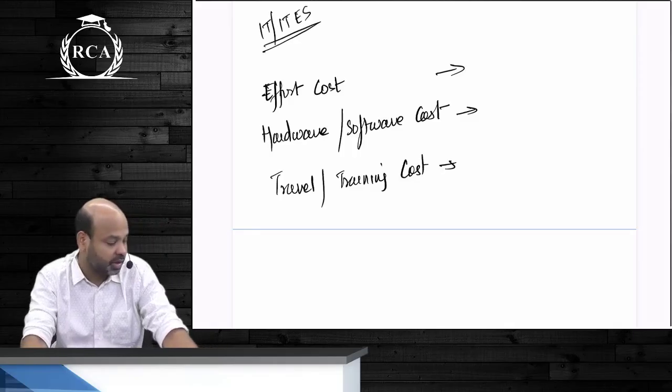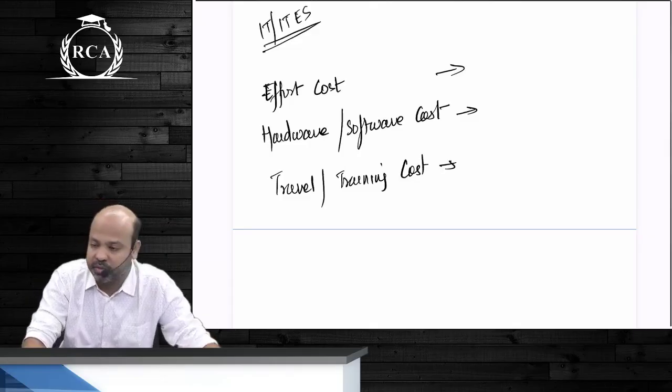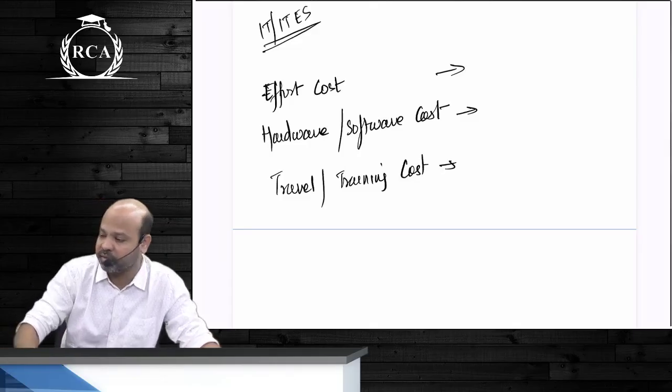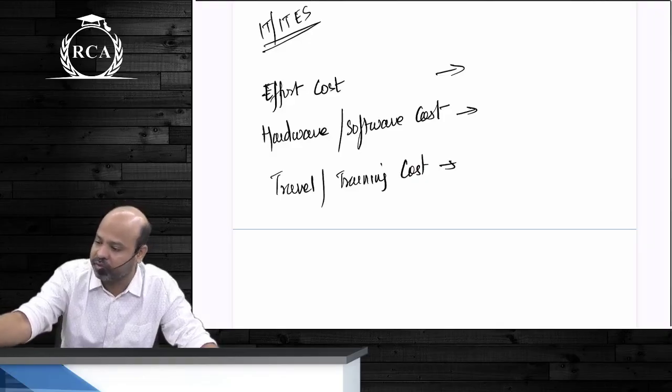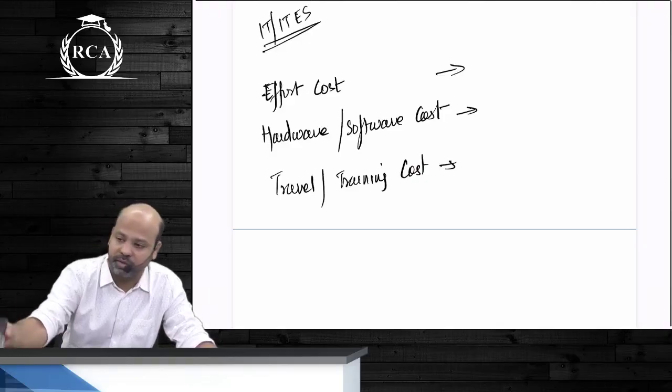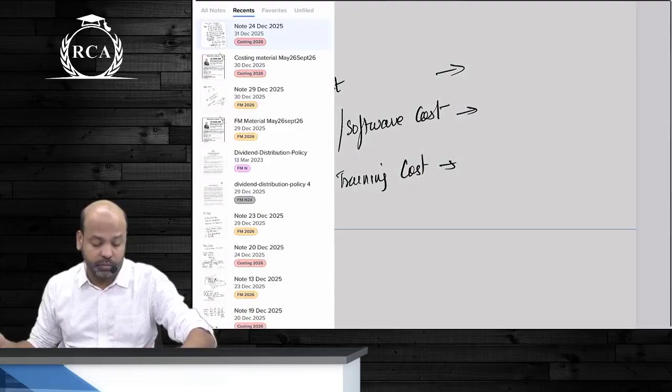ITES is Information Technology Enabled Services. Using information technology to render services is ITES. Developing software itself will be your IT services. Are we clear about this? Look, next question now.